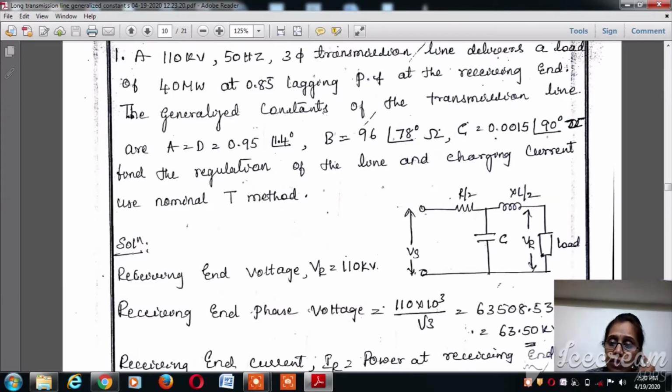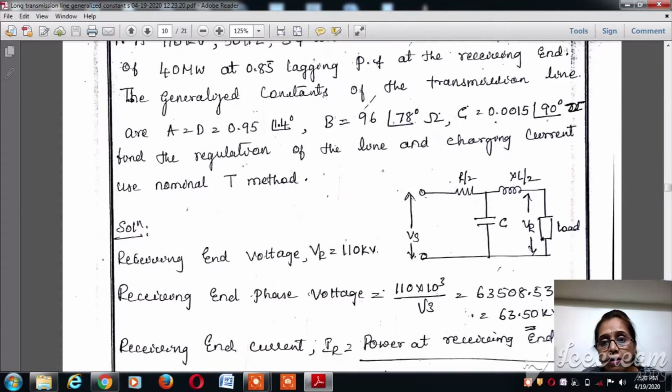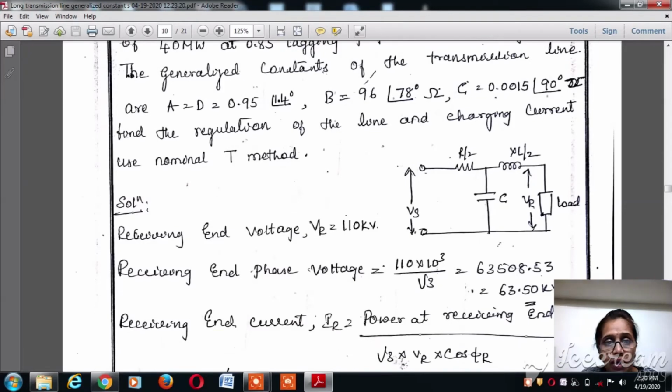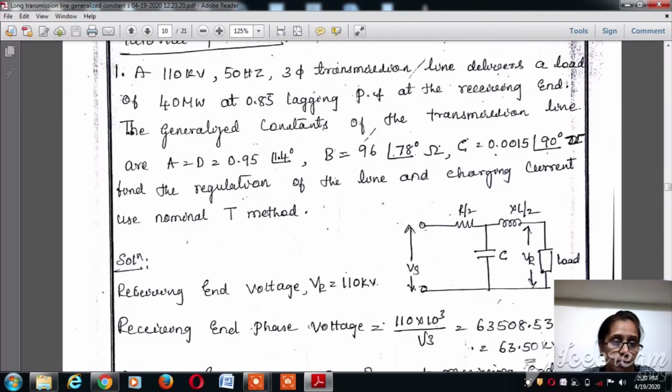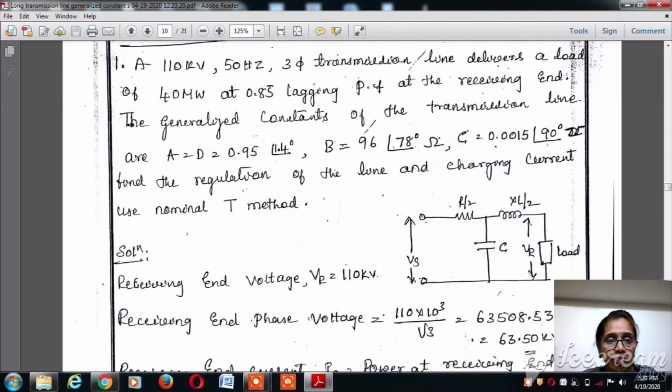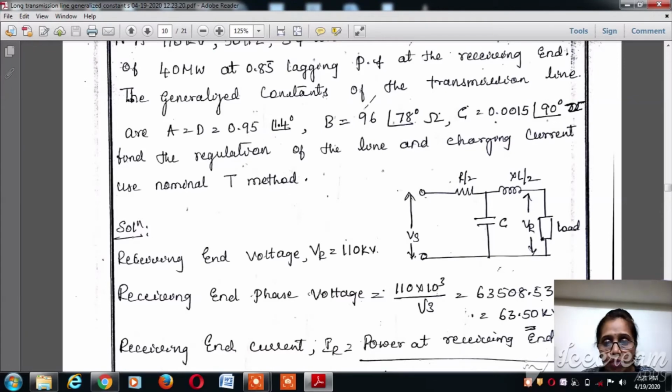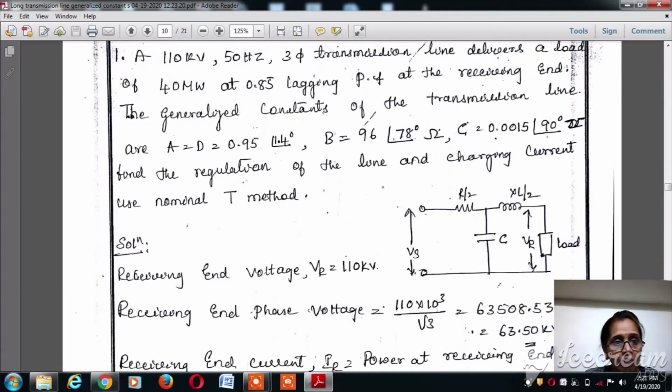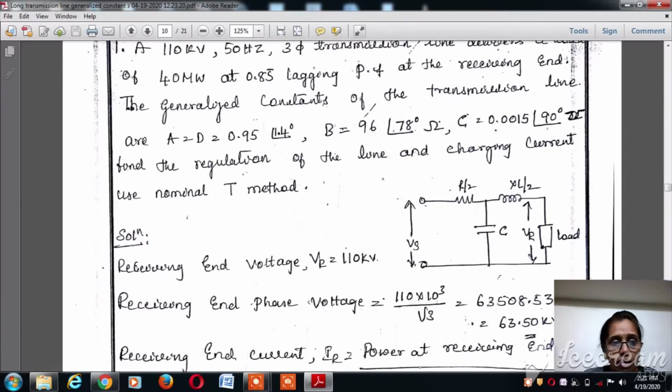The moment we see the nominal T method, we know it is a medium transmission line. Another reference is that the voltage is above 100 kilovolts, that is 110 kilovolts. Here we can write the equivalent diagram of the nominal T method for a transmission line, with R divided by 2, XL divided by 2, C, and the voltage across the load at the receiving end, VR. We know VR is given in the problem as 110 kilovolts, and the delivered power is also given as 40 megawatt. We need to find the regulation of the line and the charging current using the nominal T method.